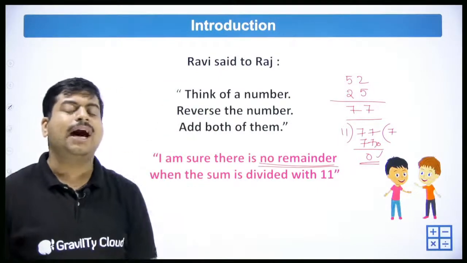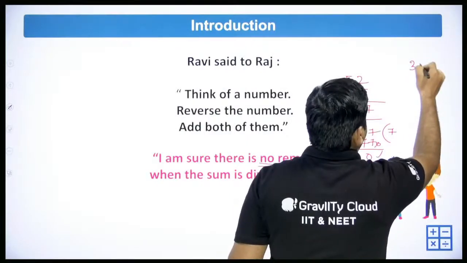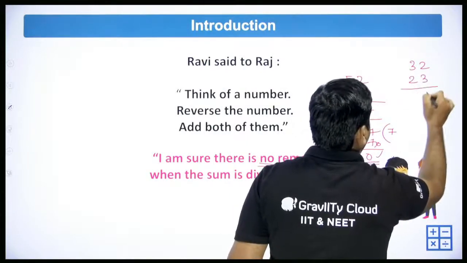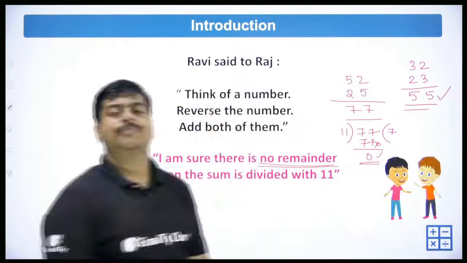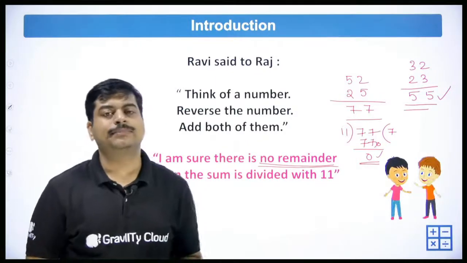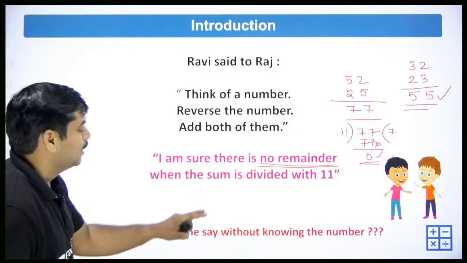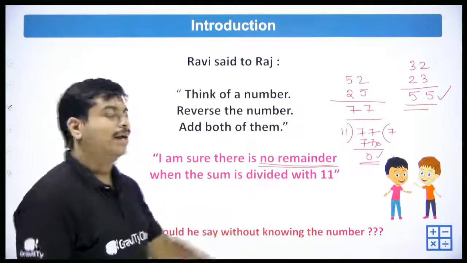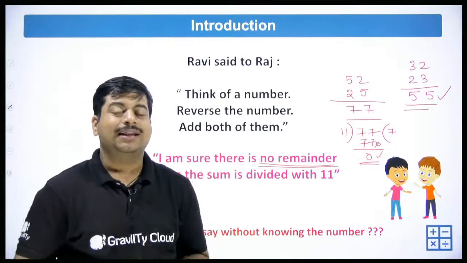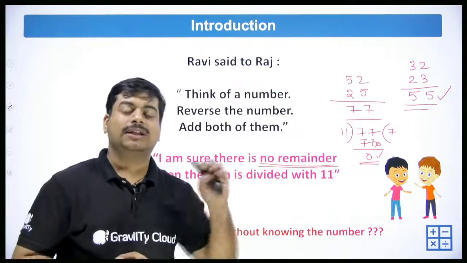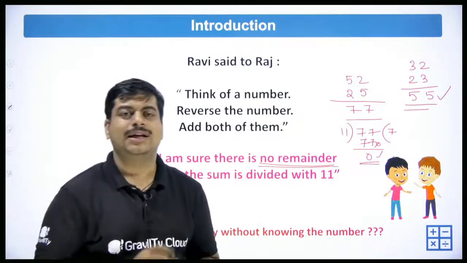Let me try with another number. Let me take 34, or 32, and the other number 23. So 3 plus 4 is 7, 5 and 2 is 5, 3 plus 2, 55. Yes, 55 is also divisible by 11. So how could he say, without knowing this number, that it is divisible by 11? That means there is some logic behind this, some rule behind this. Such rules exist for many other numbers, and all those we're going to learn today.